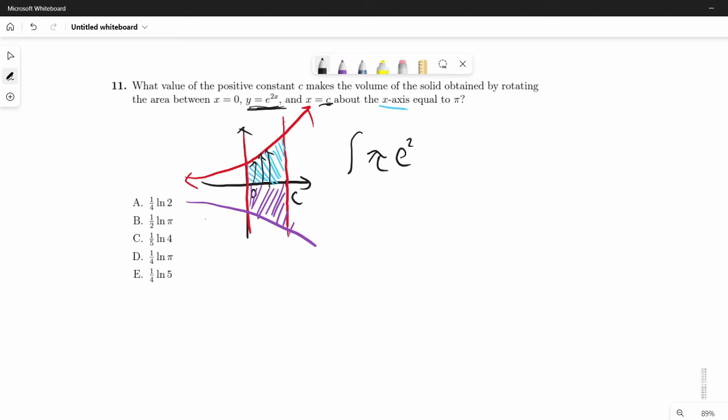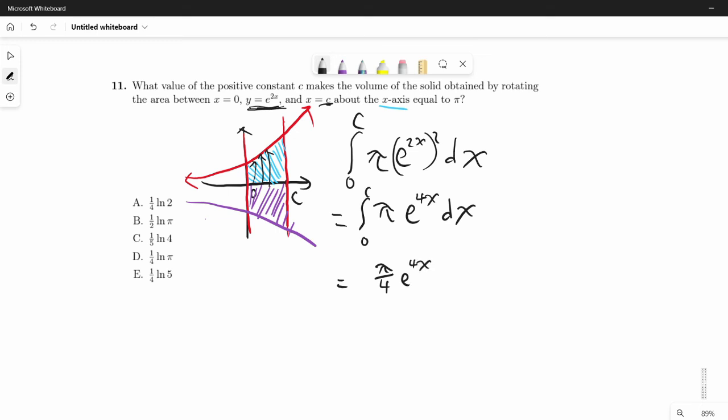So pi r squared dx. And the bounds are 0 to c. We don't know what c is, but let's just keep it at that. Simplify a little. e to the 2x squared is e to the 4x, so it's equal to the integral of e to the 4x dx. And then chain rule: pi over 4 e to the 4x, evaluated from 0 to c.